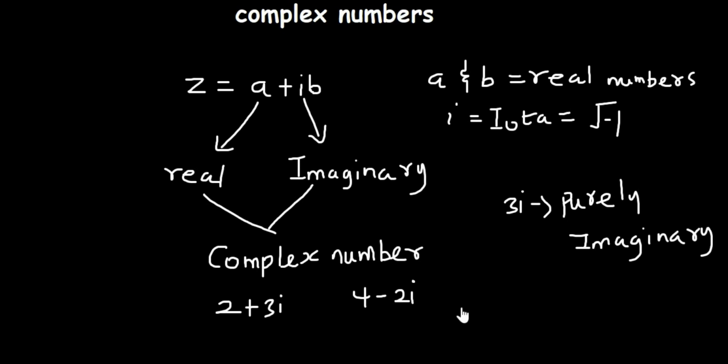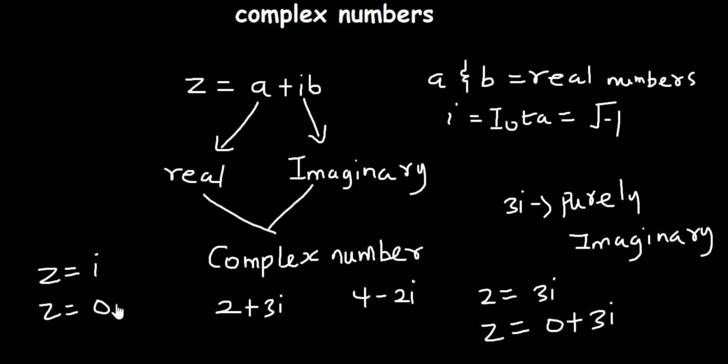So you can have a number z to be equal to 3i. This is a purely imaginary number. You can write this as z equals 0 plus 3i. Same way, you can have z equals i, which can also be written as z equals 0 plus i. This is still a purely imaginary number.